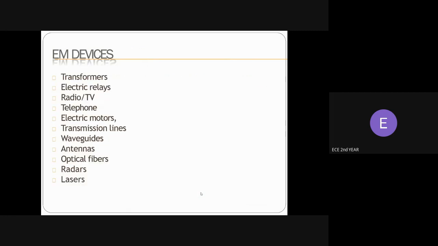Let us see some electromagnetic devices. As I said, most of the devices which we are using currently use this particular phenomenon called electromagnetics. Some examples are given here: transformers, electric relays, radio and TV, telephone, electric motors, transmission lines, waveguides, antennas, optical fibers, radars, and lasers.